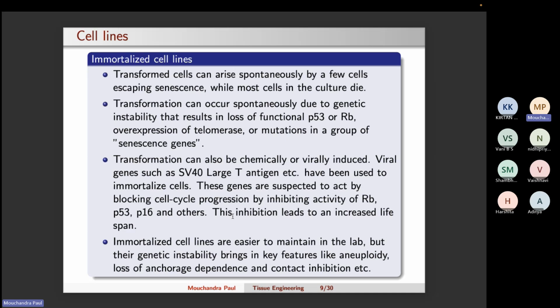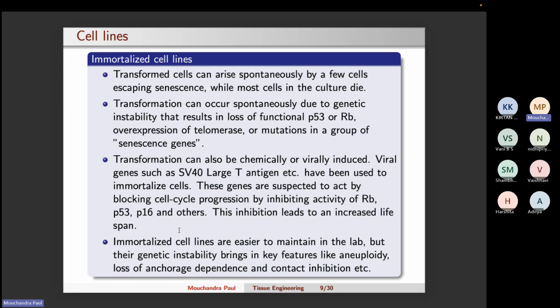So the checkpoints ensure that these aberrant mutations in the cell don't progress to further generations. They initiate apoptosis in those mutated cells immediately, and don't allow those mutated cells to divide further. So that is why these proteins are getting targeted when we are trying to immortalize the cell lines.